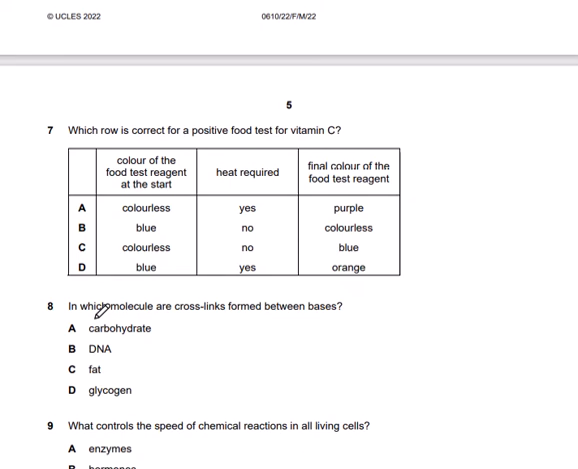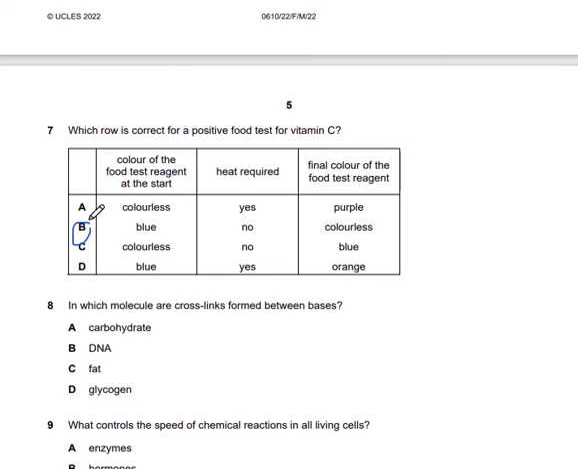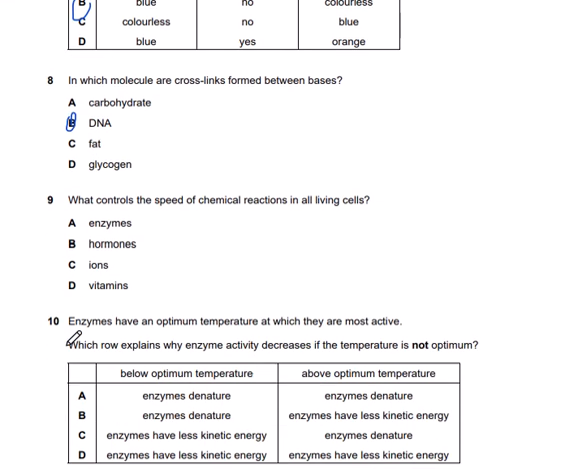Which row is correct for the positive result of vitamin C? It basically starts as blue, it does not require heat, and it decolorizes the solution if it's positive, right? So that makes it B. In which molecules are cross-links formed between bases? That's actually DNA. Which controls the speed of the chemical reactions of all living cells? Enzymes.